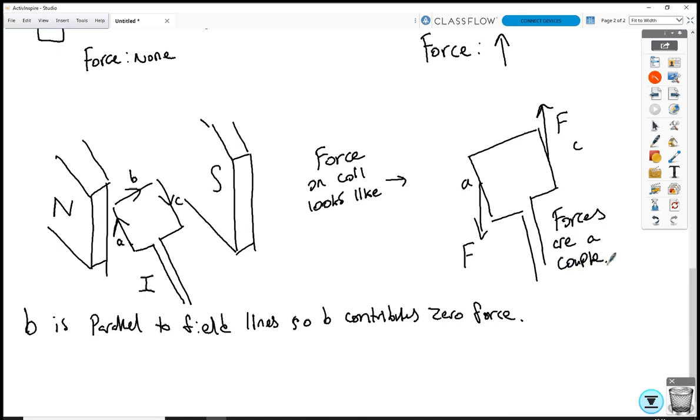So when you think back to moments, this is going to cause a coil to rotate in which direction? Left. It's not left. Left is not a rotation. Rotation is two directions. Anti-clockwise. So the coil rotates anti-clockwise.